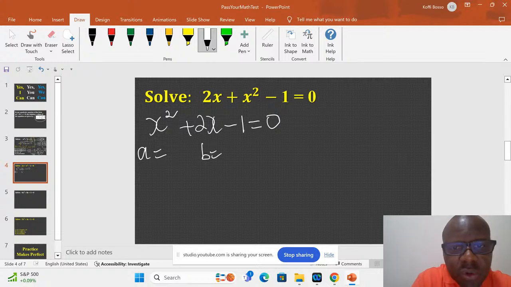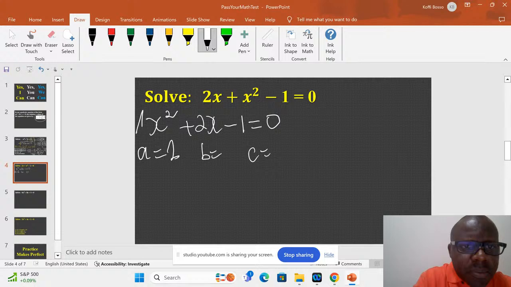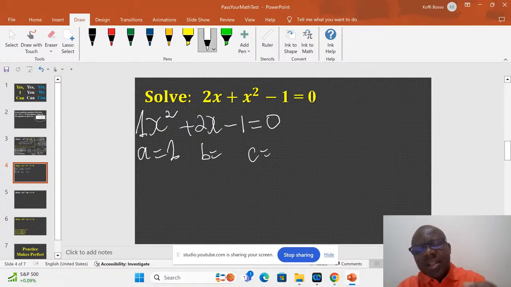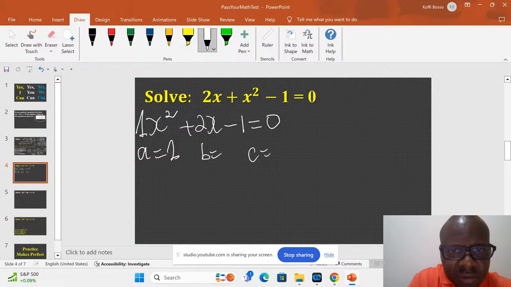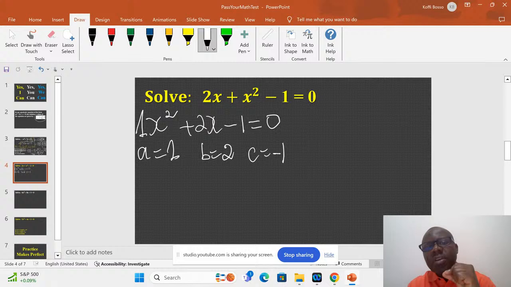So in this case, a is 1. Why? Because in front of x squared, there is nothing. Nothing there means an invisible 1. And b is 2, that is the coefficient of x. And c is not 1, but negative 1. The sign is very important when you are taking a, b, and c.